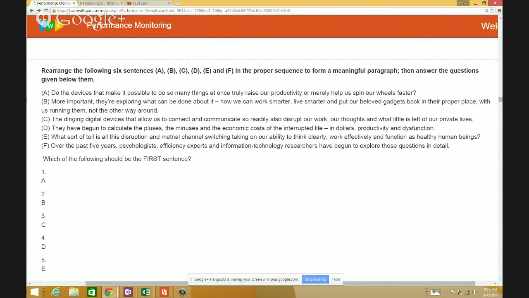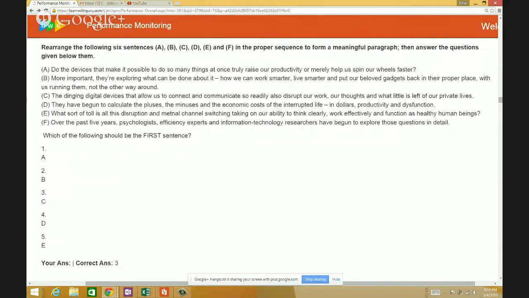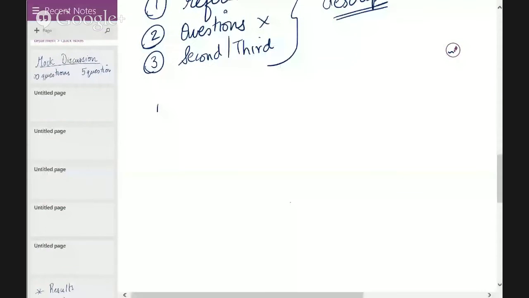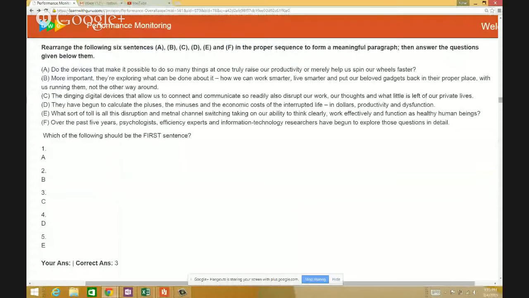Let's look at E for a while. "What sort of toll is all this disruption and mental task switching taking on our ability to think clearly, work effectively, and function as healthy human beings?" Perfectly fine, looks cool. So everywhere the reference is made about devices, digital devices, so the first sentence will be C. So when you have the question first, yeah, the first sentence is C, correct.